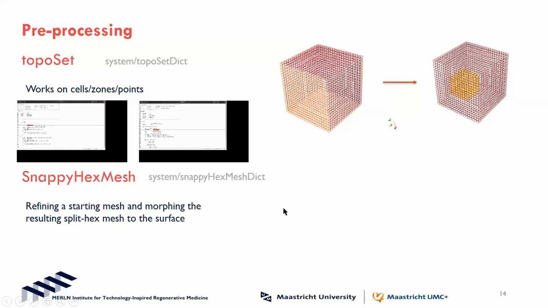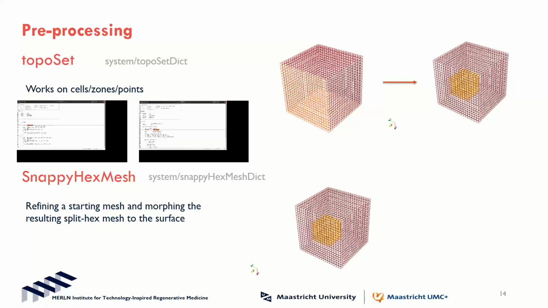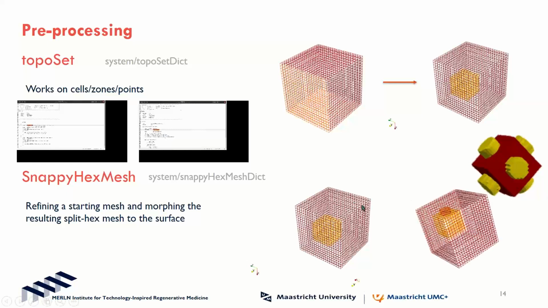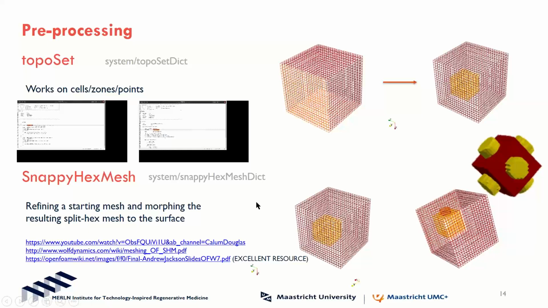For me, I use Snappy Hex Mesh to make those tiny cylinders on top of it. So I have my box with the porous structure, and then I want it to look something like this, like the middle one. So I will use Snappy Hex Mesh to do this. Just to give you a resource here.